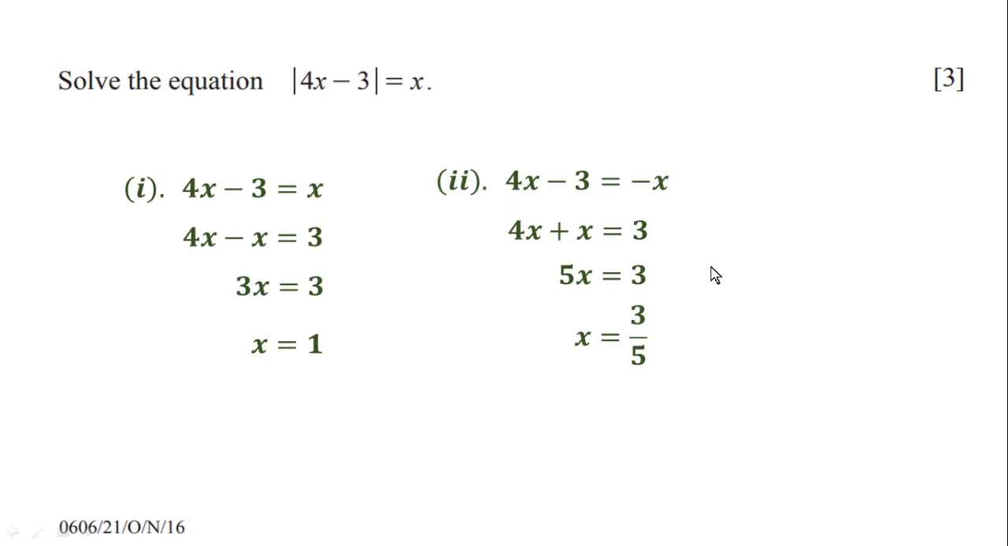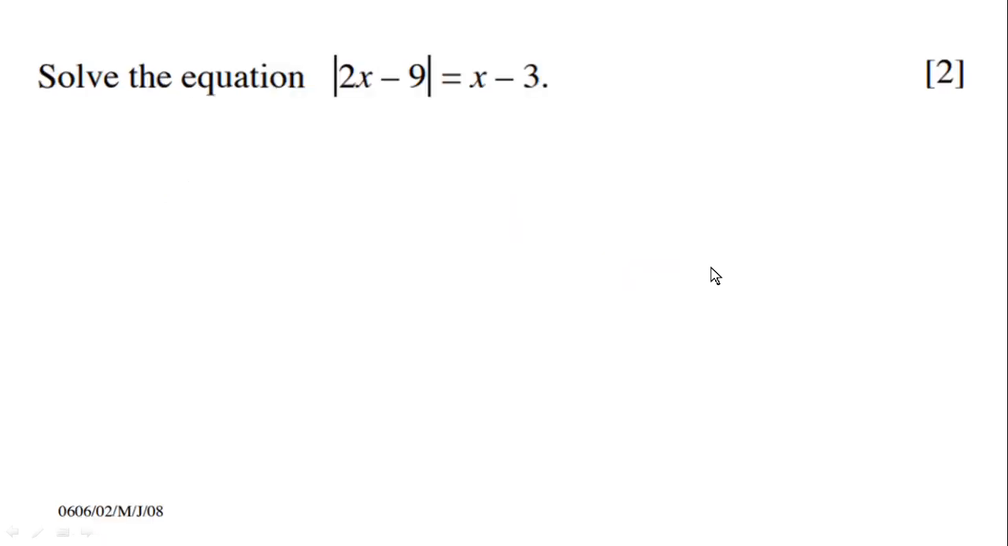Second example. Solve the equation absolute value of 2x minus 9 is equal to x minus 3. Okay, now, I was not able to give you an example like this a while ago, but I'm giving you now an example. When you make the right side a positive and a negative, it should be like this. You will notice that I will leave x minus 3 as x minus 3.